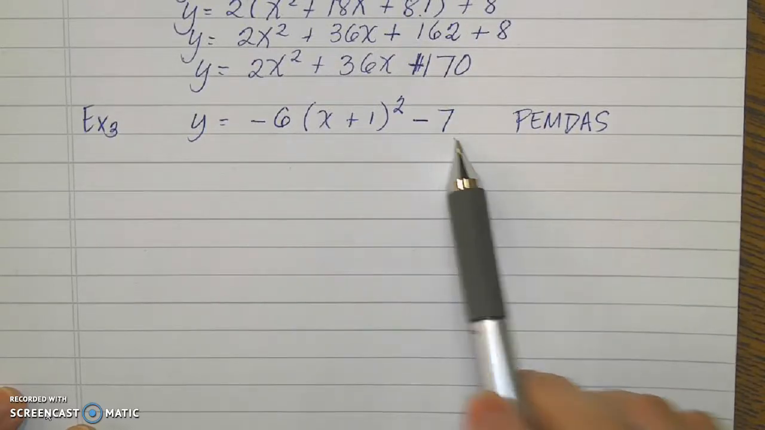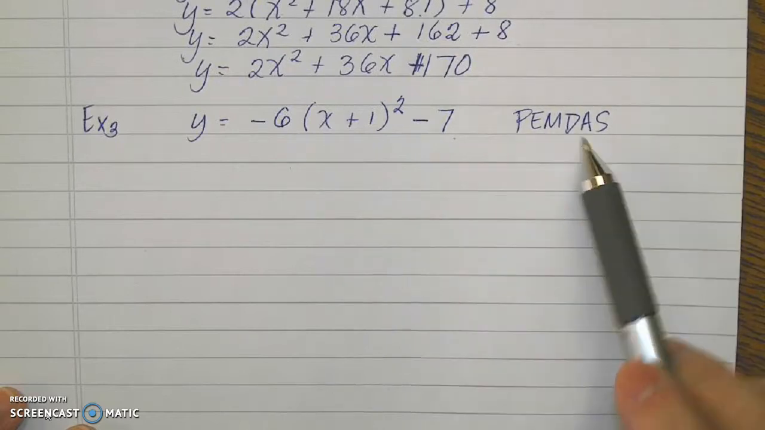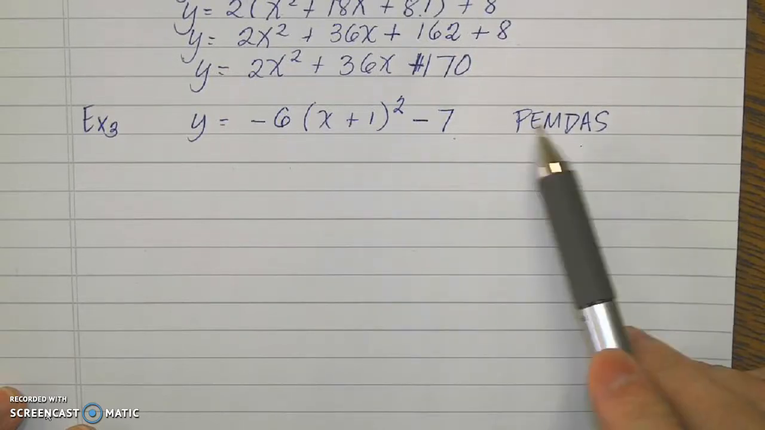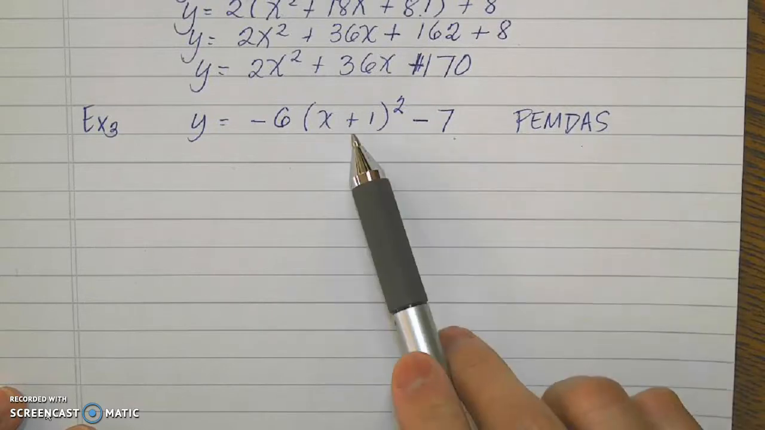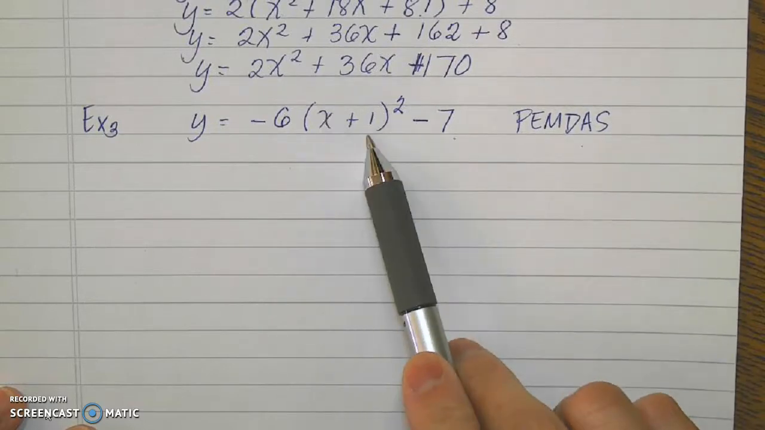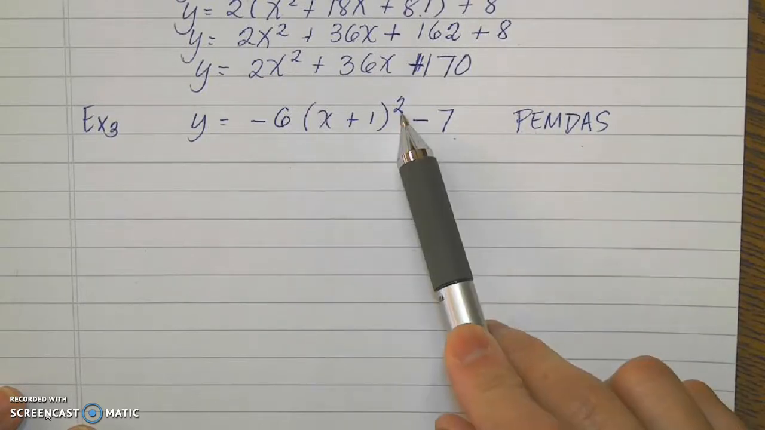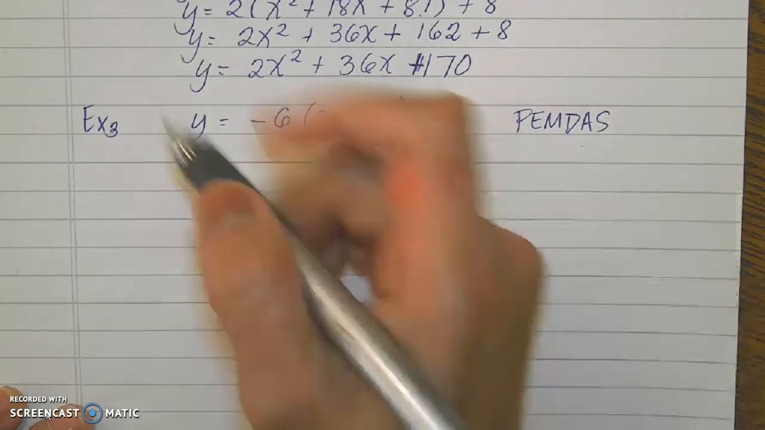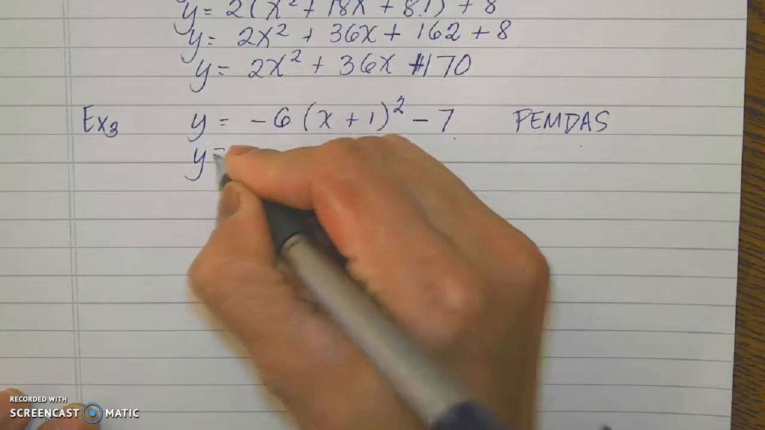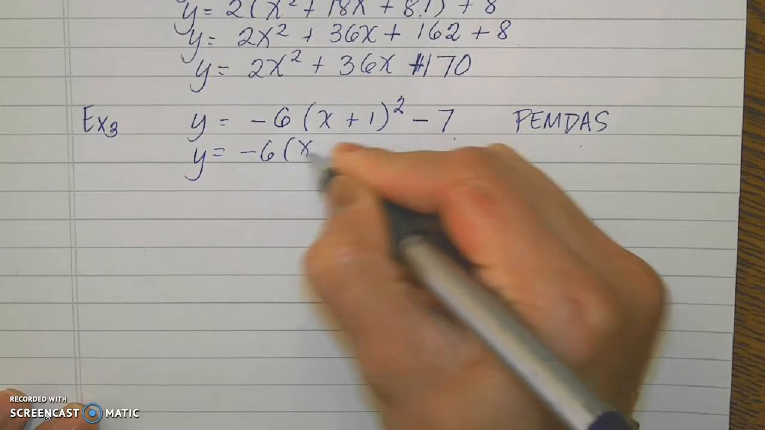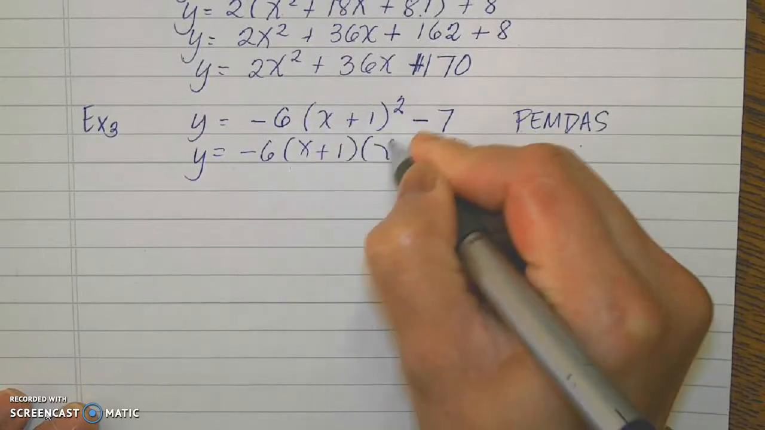Okay. So for our next example, y equals negative 6 parentheses x plus 1 close parentheses squared minus 7. We again are going to do PEMDAS to change this vertex form to standard form. So once again, P means parentheses, and there's nothing inside that we can combine into a single term. So therefore, we go to E. Exponent. So this is the one that we can expand, and it's going to look like this.